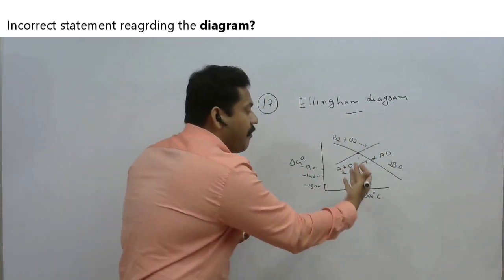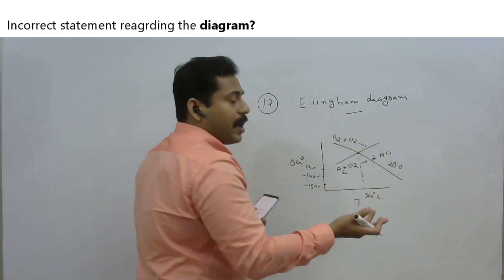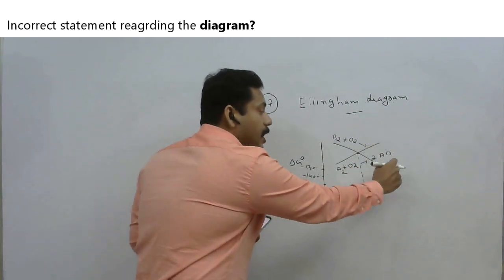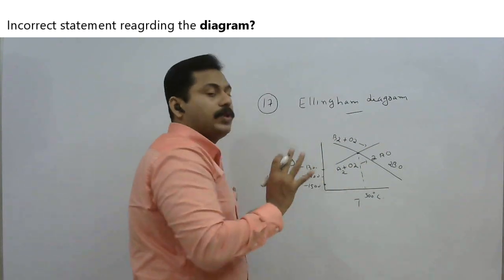But what about after 500 degrees Celsius? Now you can see which is having the more negative value. Now BO is having a more negative value compared to AO.